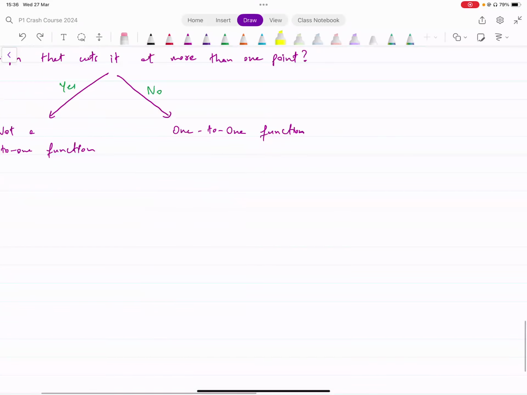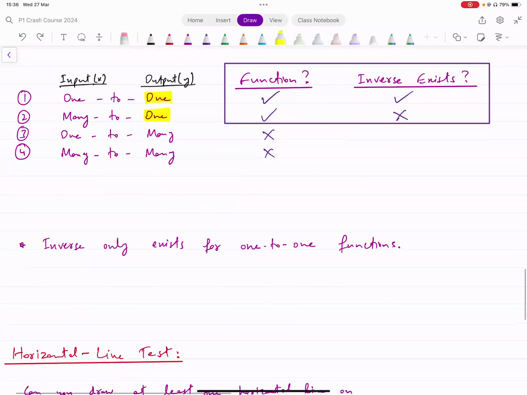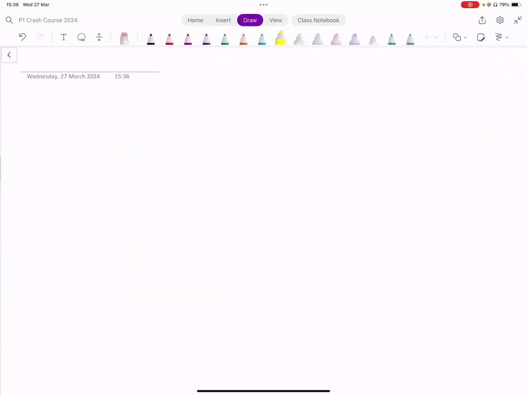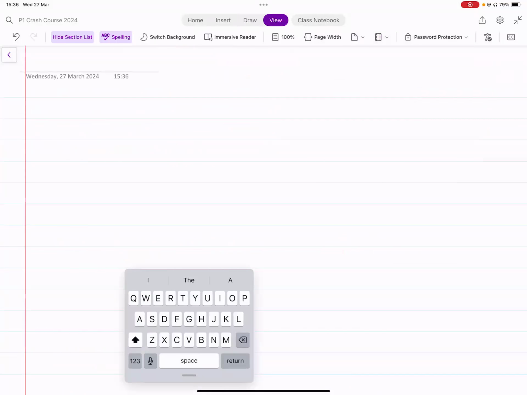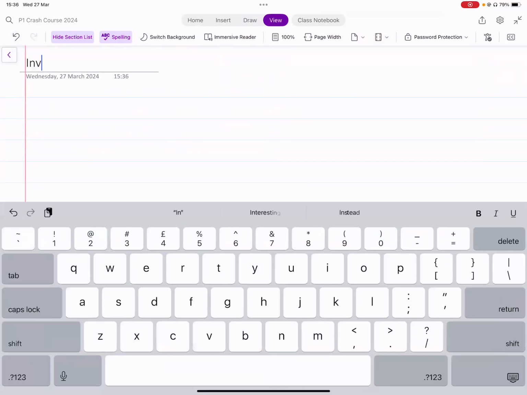All of that discussion was basically to get to this point. Number one, a function is one that has one single output. So many-to-one function or one-to-one function. Inverse only exists for one-to-one functions. All right. So now we need to understand how to find inverse of different types of functions. So first of all, we could talk about inverse of linear functions.